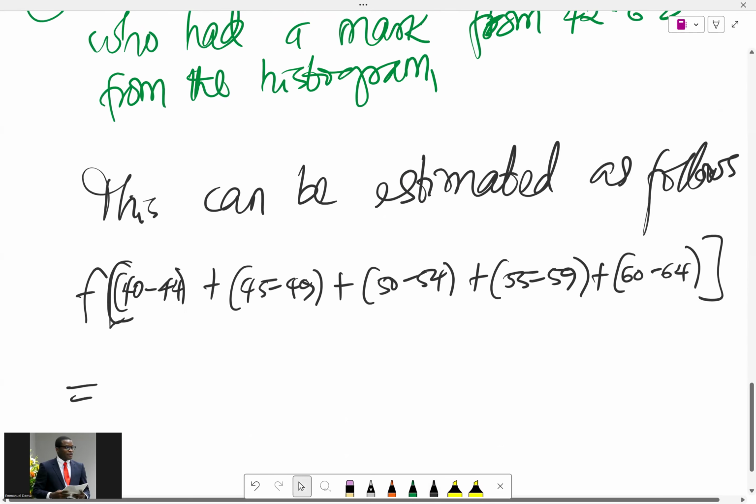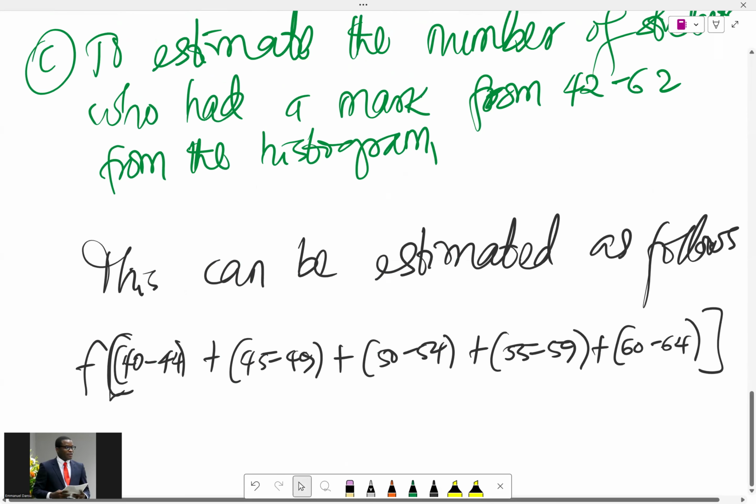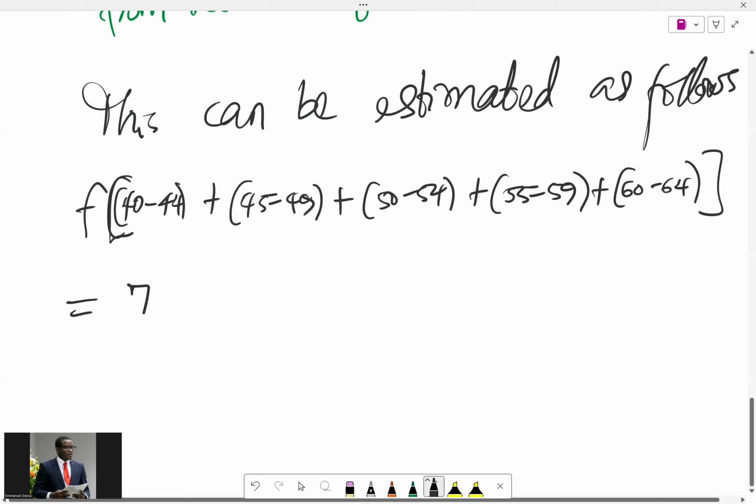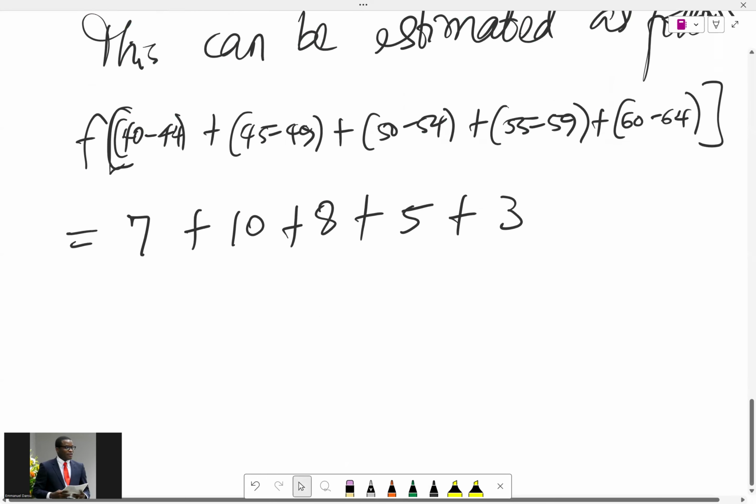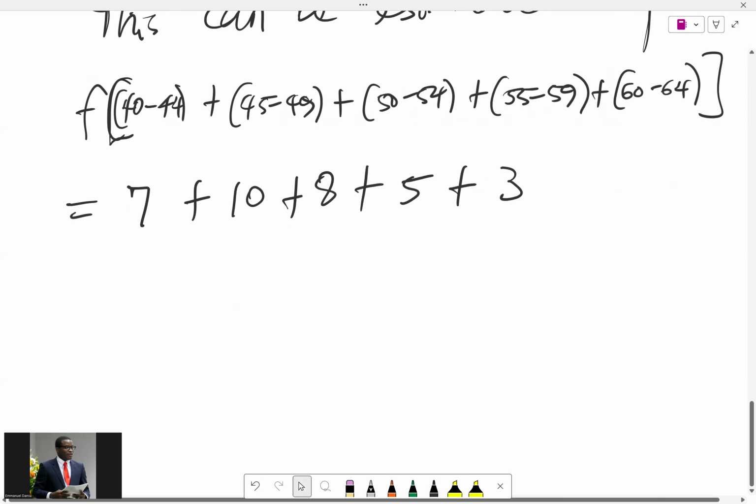So that means 40 to 44, we already know the frequency is 7, plus frequency of 45 to 49, that's 10. 50 to 54 is 8. 55 to 59 is 5. 60 to 64 is 3. Okay. So this can give us the value.